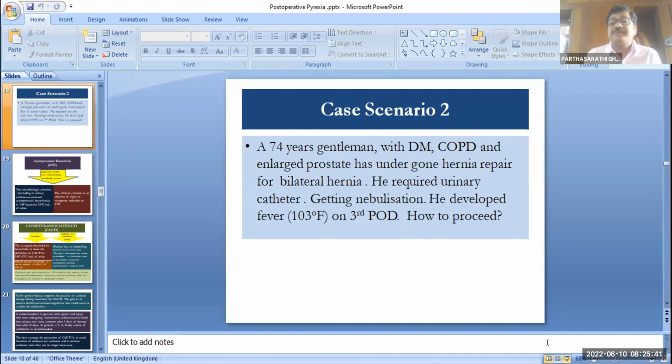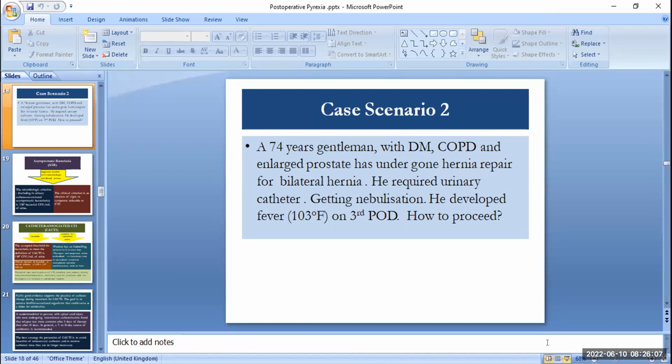Yes, sir. Sir, as the fever is high grade, there must be suspicion for urinary tract infection, because the patient is already put on a Foley's catheter, and he has undergone inguinal herniaplasty operation. So first suspicion, I think this is a case of urinary tract infection, sir. There might be other causes as well.